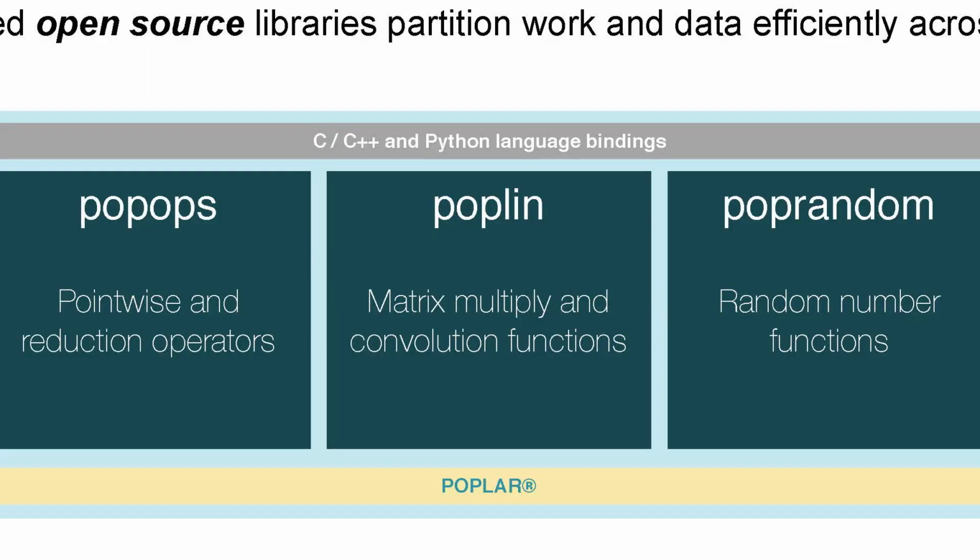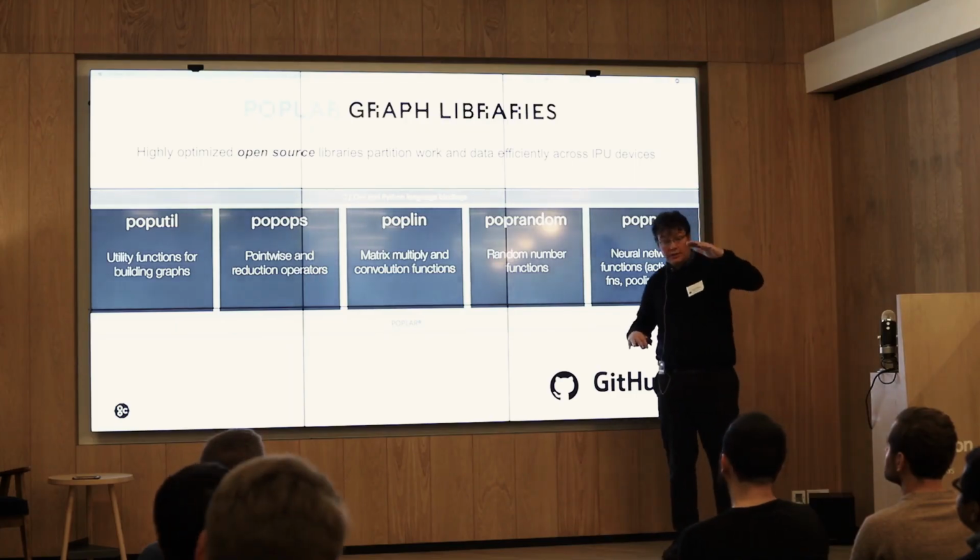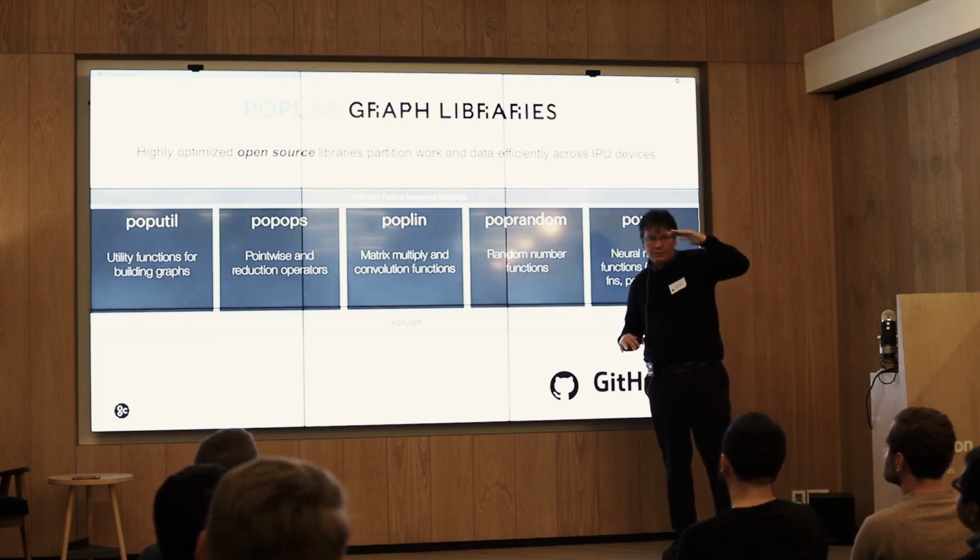And then on top of Poplar, we build these libraries. These are the things that use that low-level framework to do things like convolutions or matrix multipliers or nonlinearities or stuff on top of that. So that's the level that you can actually program at, that raises the abstraction up a bit. But we need to go from TensorFlow down to that level.